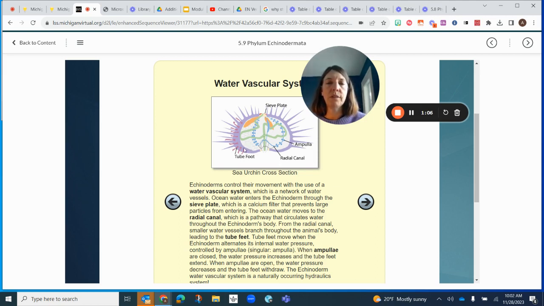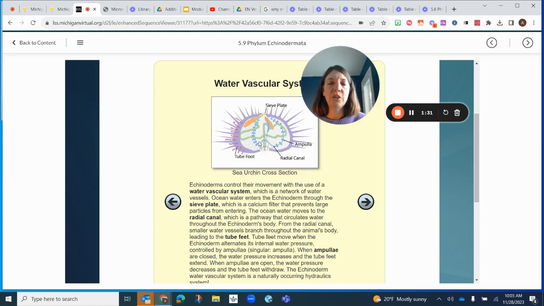Okay, so essentially it's like this big kind of puffy thing. And you're going to notice that this is specifically looking at the water vascular system, the sieve plate. Okay, that's where the water enters in. And then you also have these tube feet, which the sea urchin will use to move around.